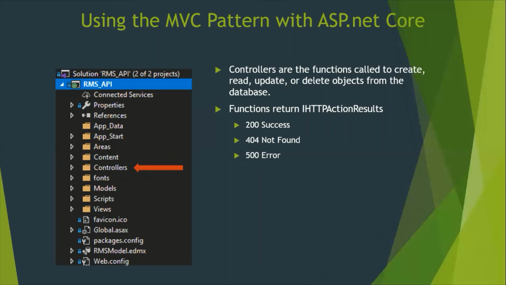The 200 success message is when everything goes right. It either is able to read from the database and you got all the information properly, or it successfully creates, updates, or deletes the object in the database. The 404 not found is when the object is just that, not found within the database based on the credentials or parameters you gave the function. And then the 500 error is when something goes wrong in your code and there's an error.